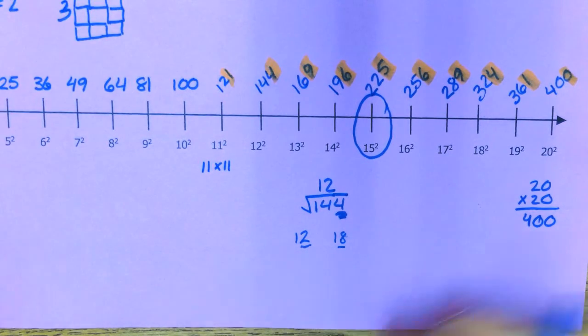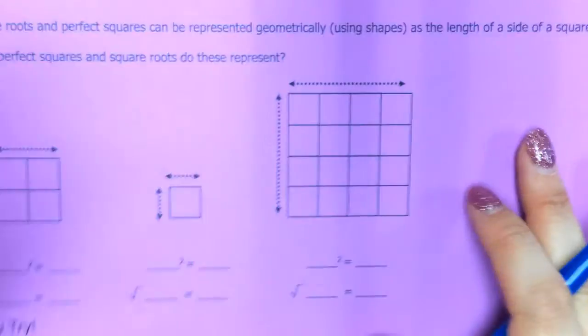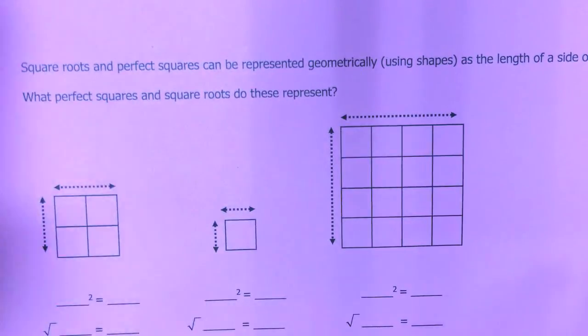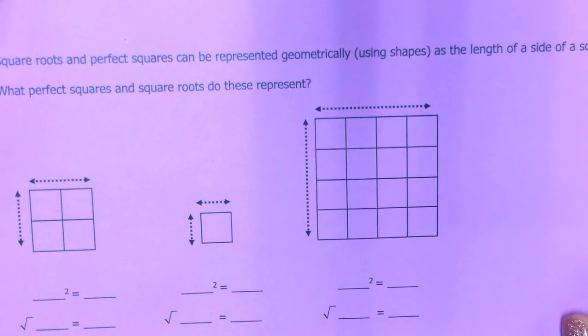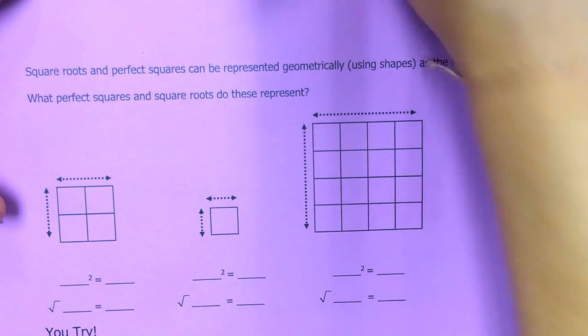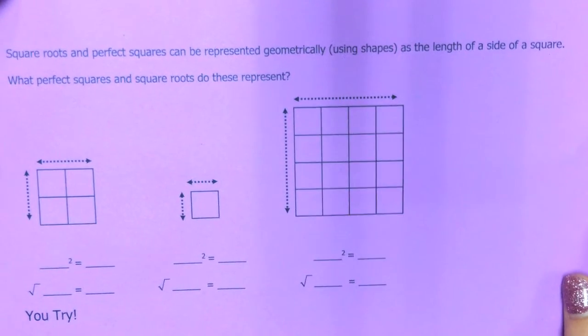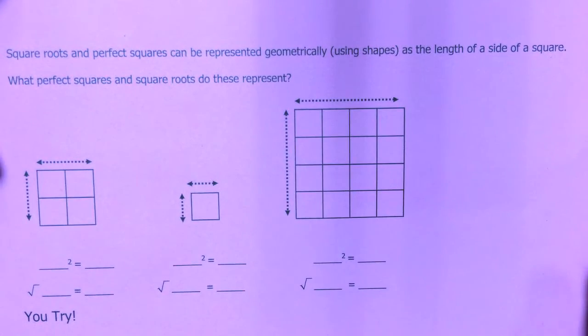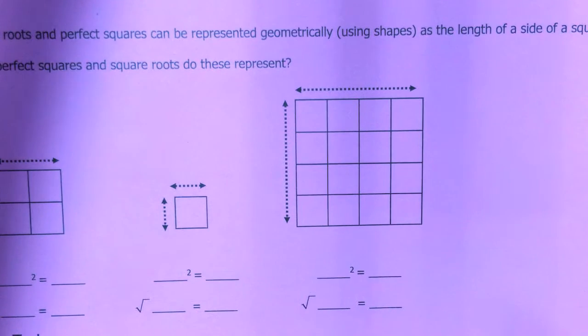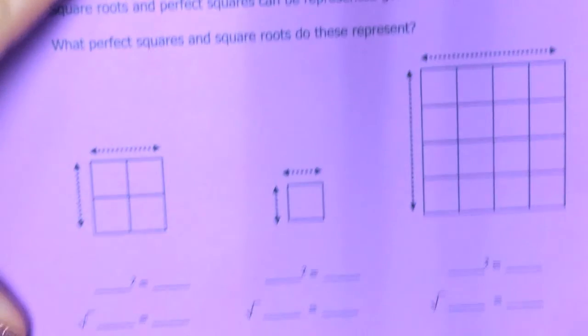Let's flip over and look at the square roots. So this is a little about what we talked about on the front. Okay, so let me zoom out for a second so I can read this. So this is the square roots and perfect squares can be represented geometrically using shapes as the length of a side of a square. So what perfect squares and square roots do they represent? So this is kind of what I was talking about on the front when I was drawing those squares.